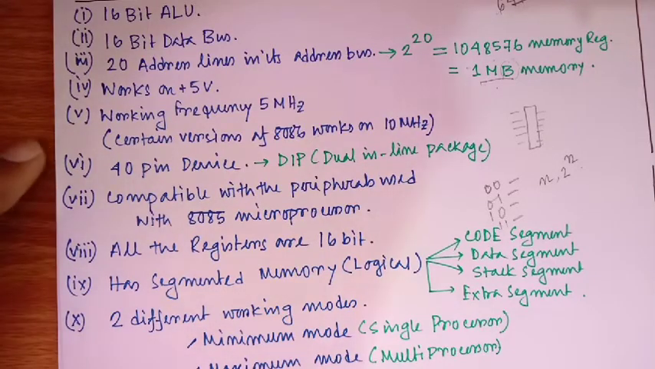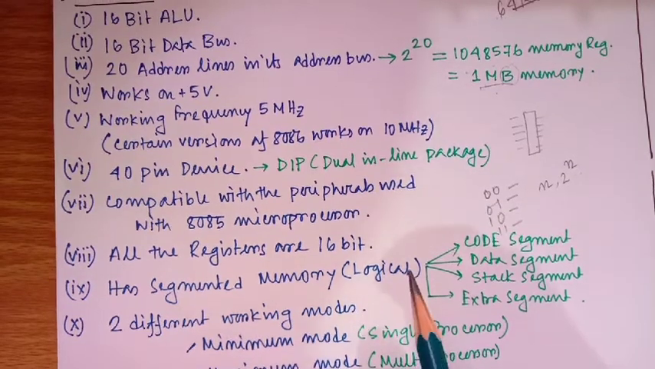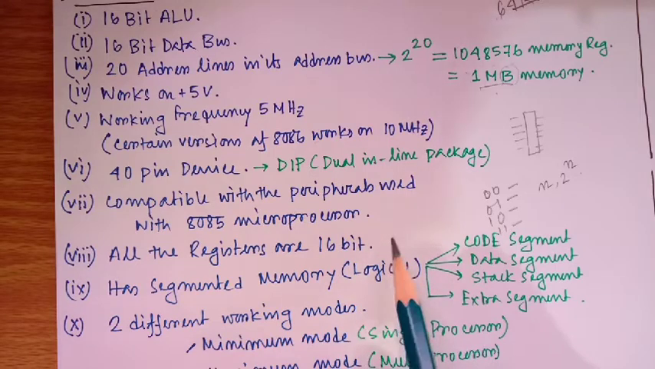Now, point number 7 is very important. That is, 8086, or preferably we can say 8088, is truly compatible with all the peripherals that we have and which are compatible with 8085 also. So the developer designed this processor in such a way that it should have relatively better performance in terms of its frequency, in terms of its instruction set and all other things.